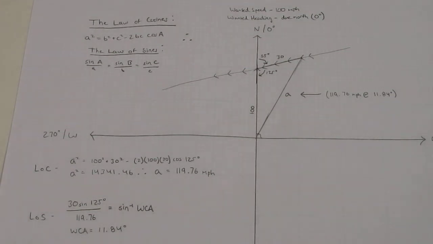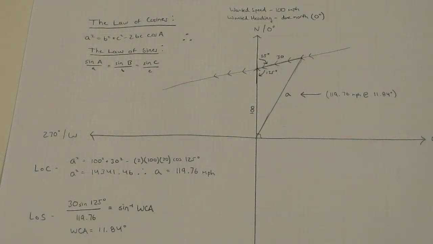Next, we use the law of sines in order to find our true bearing. The formula to find the wind correction angle is wind speed times sine of A divided by true velocity equals the inverse sine of the wind correction angle. In our case, that's 30 times sine of 125 degrees over 119.76 equals the inverse sine of our wind correction angle, which gives us an angle of 11.84 degrees.